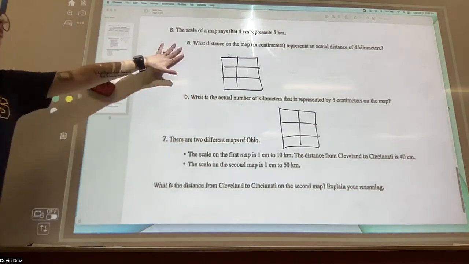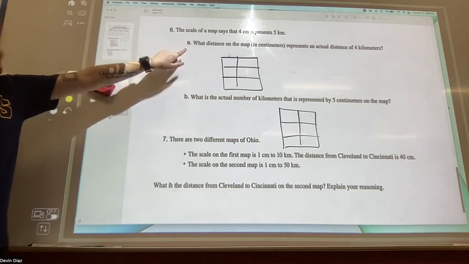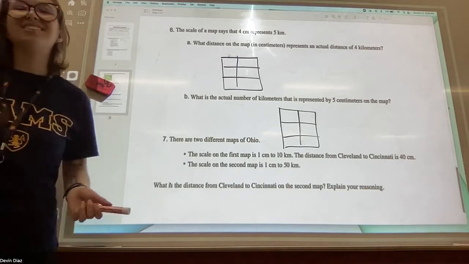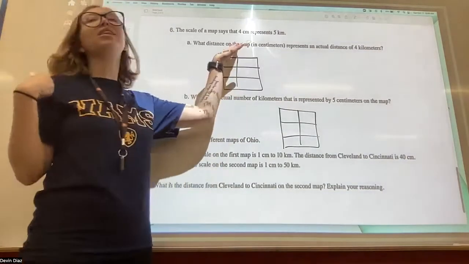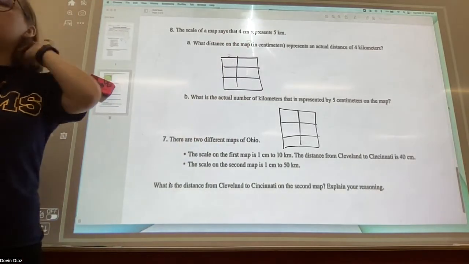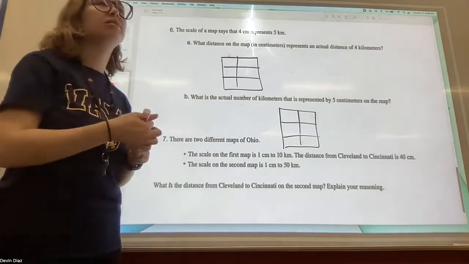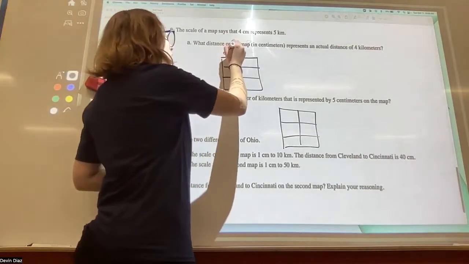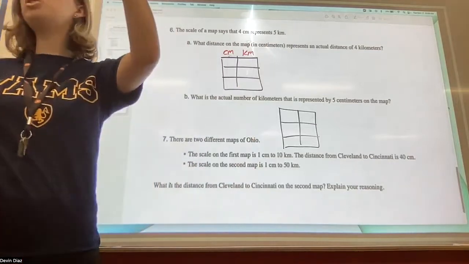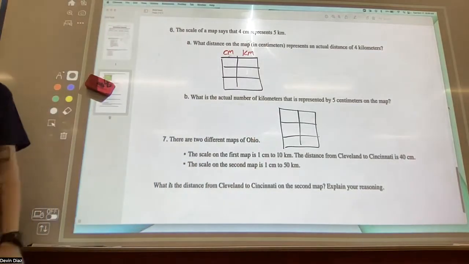I do 2 ratio tables because there's part A and part B. What do you think I want to label? Because we always make sure, this is very important, to label our tables. What do you think I want to label this one? Centimeters and kilometers. Do we agree with her choice? Yeah, because that's what it says.